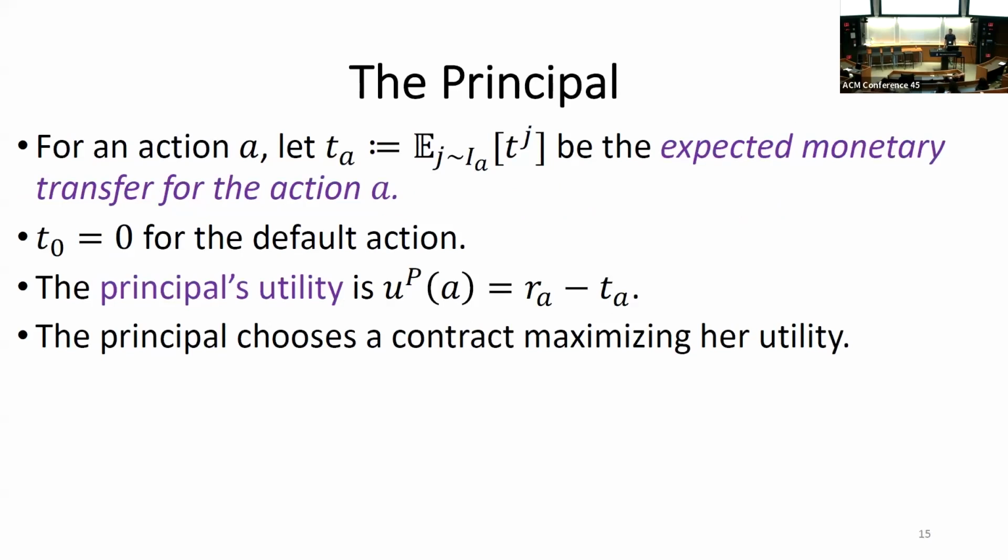So for each action A, let's denote by TA the expected monetary transfer that the principal pays the agent when the action is A, and the distribution is according to the information structure. And for the default action, the monetary transfer will always be 0. The principal is risk neutral, so the principal's utility is just the difference between her income RA for the specific action and her monetary transfer in expectation for this action. And of course, the principal chooses the contract that maximizes her expected utility.